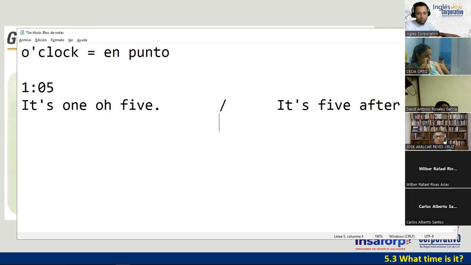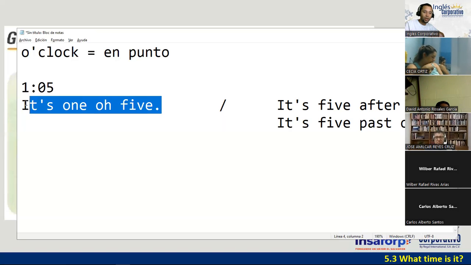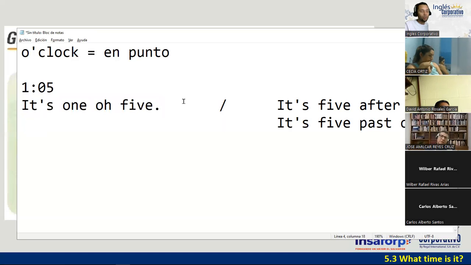Es también posible decir it's 5 past 1. Las dos se pueden. De acuerdo. Pero bueno, para efectos prácticos, lo que deberíamos tratar de dominar más que todo es la manera más sencilla, que sería esta. It's 1:05. Son la 1:05. Let's see. If we have this.